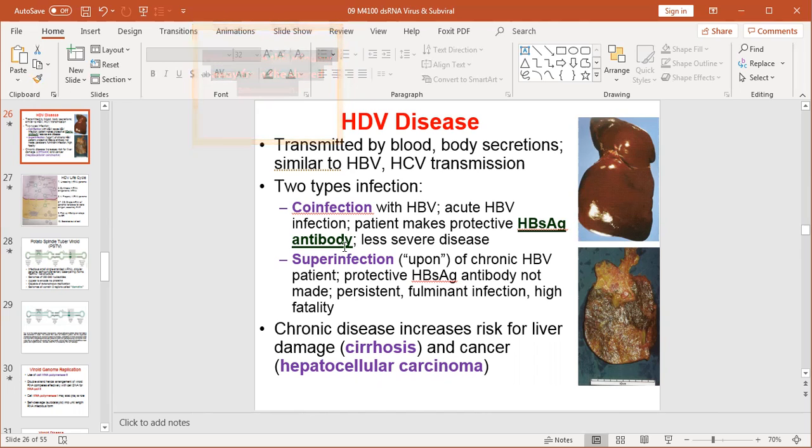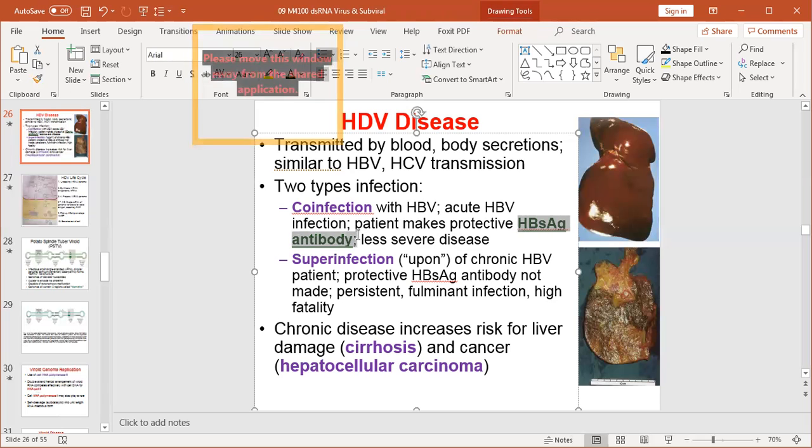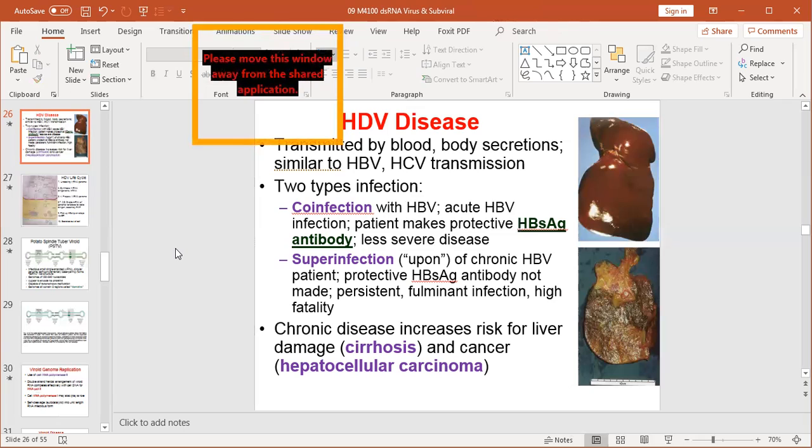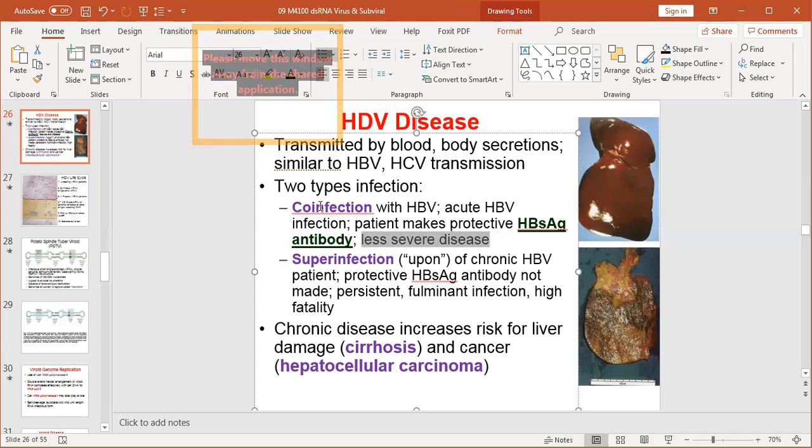So it makes anti-HBs antigen antibody. It makes an antibody that is against HBs antigen. So co-infection results in a less severe type of disease due to the fact that we have protective antibodies.